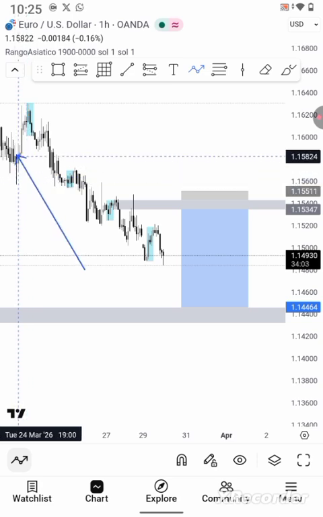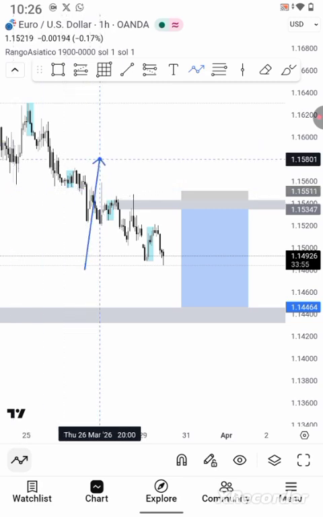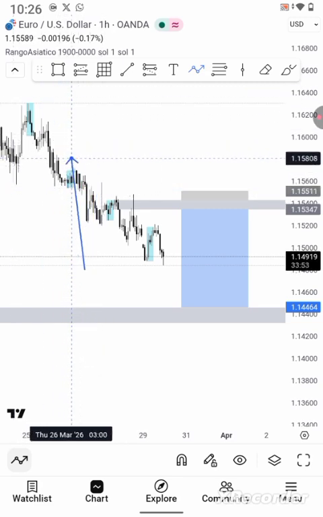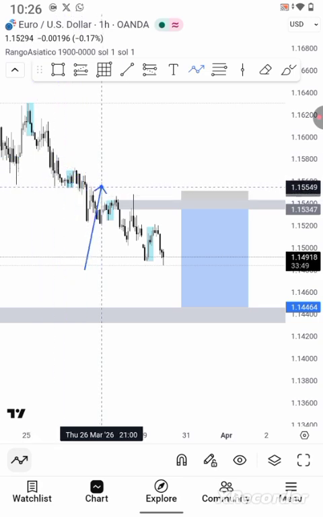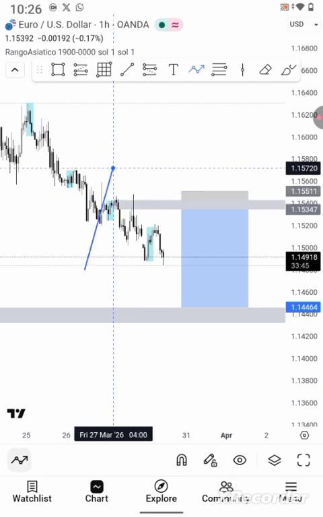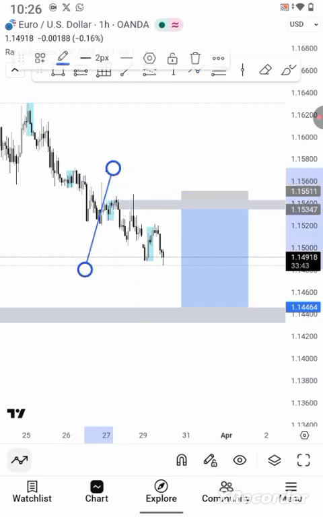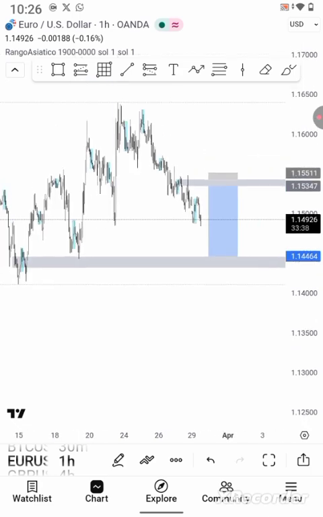Look at this breaker block here, this black candle. Price has already mitigated it. Are you seeing it now? Price came back and mitigated it here. Let me mark it. You can see it now. Price this particular week mitigated it. So I just knew that price was bearish, and even looking at the overall market structure, price is bearish. Are you seeing it now?